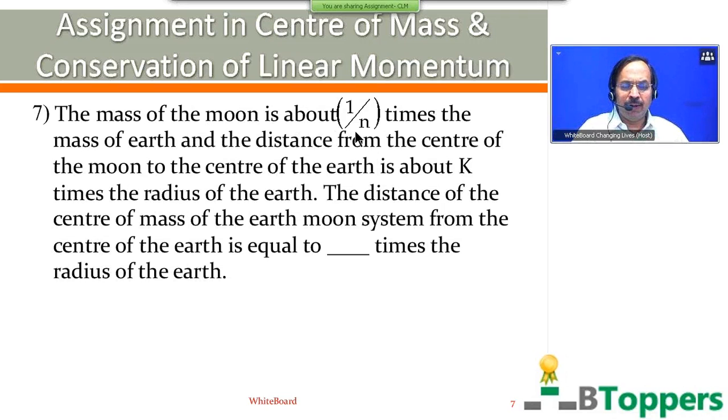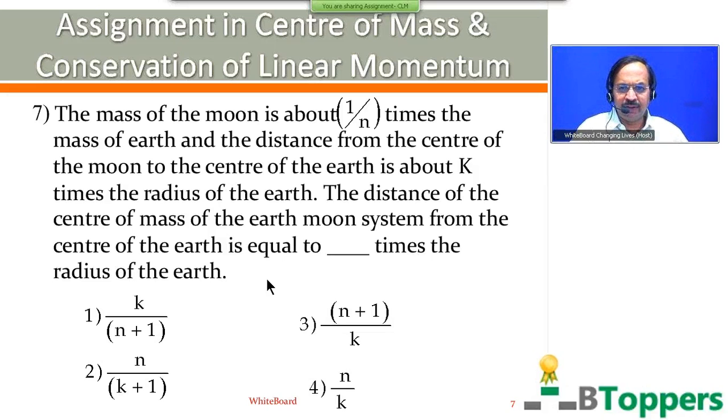The mass of the moon is about 1 by n times the mass of Earth, and the distance from the center of the moon to the center of the Earth is about k times the radius of the Earth. The distance of the center of mass of the Earth-moon system from the center of the Earth is equal to dash times the radius of the Earth.